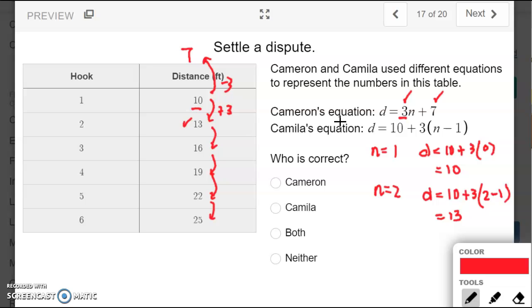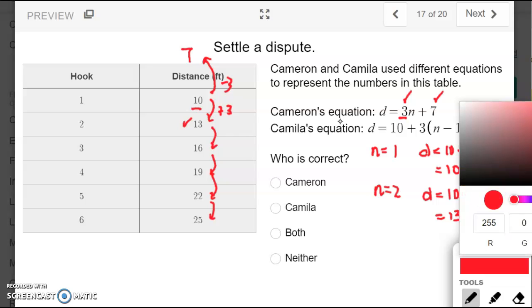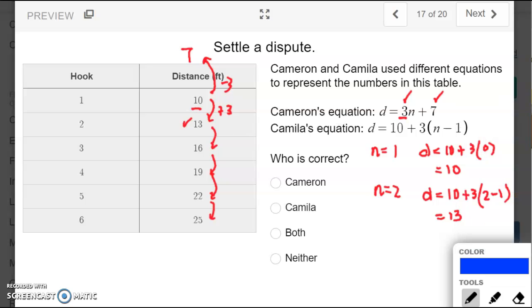Okay, why is that so? Because it does not look very similar. Well, it turns out they are actually exactly the same equation, just written in a different form. If I expand this out, remembering the parentheses, I can use the distributive property, and that becomes d is equal to 10 plus 3n, and 3 times negative 1 is negative 3. So this simplifies to 7 plus 3n, because 10 and negative 3 simplifies to 7. And that's exactly what Cameron's equation is, which means they're both correct.